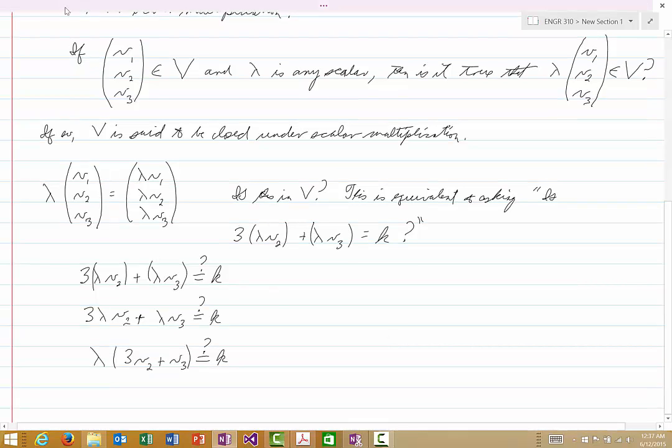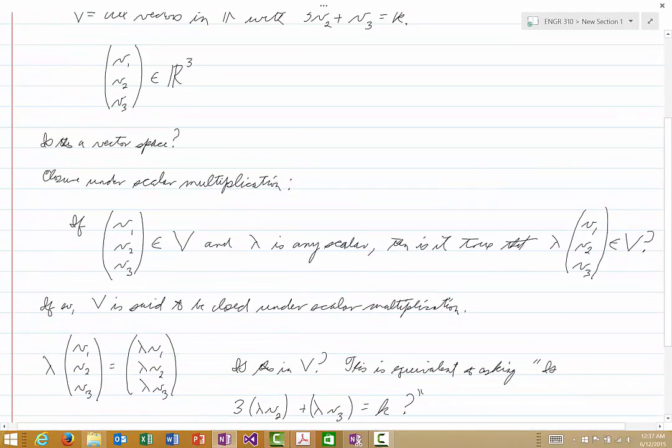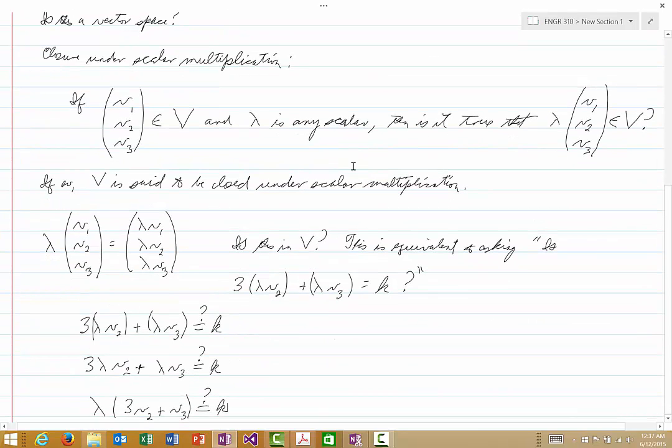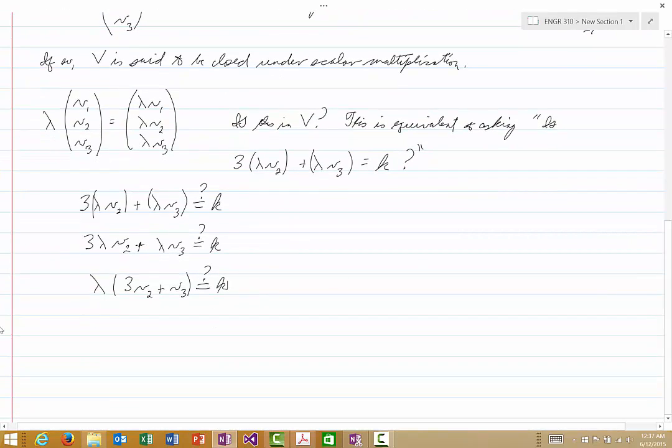Now, since we're assuming that v1, v2, v3 is in V, and remember up here, V is the set of all vectors such that 3v2 plus v3 is equal to k, then when we come down here, this 3v2 plus v3 must be equal to k. So we have, is lambda times k equal to k?